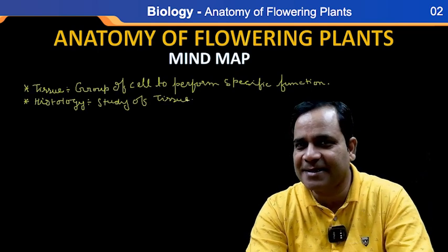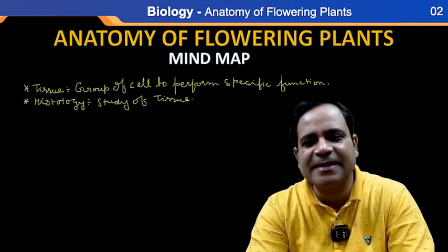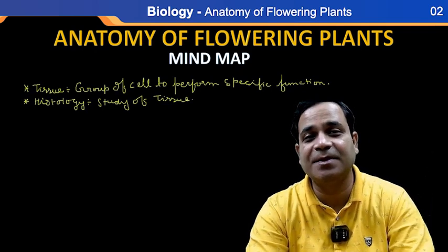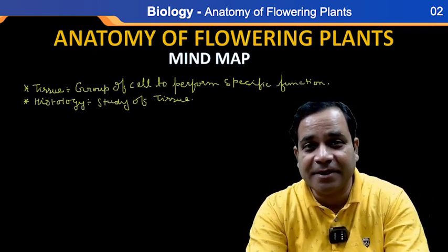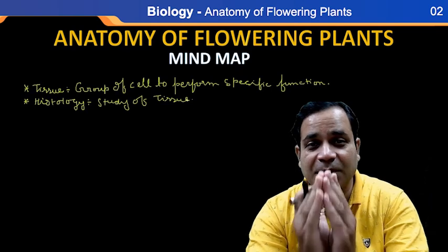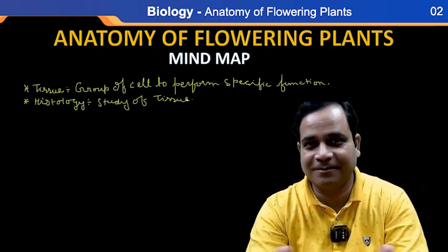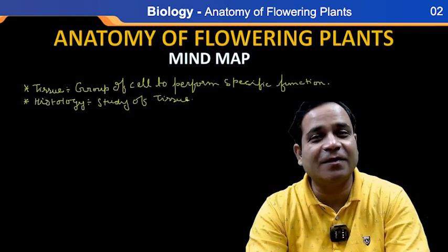Cell, my dear. Yes, correct. So cell is what? Basic functional and structural unit of life. So when the cells unite together, then it forms tissue. When the tissue unites together, then it forms what? Organ. When the organ unites, it forms what? Organ system. And when the organ system unites together, then it forms what? Organism.